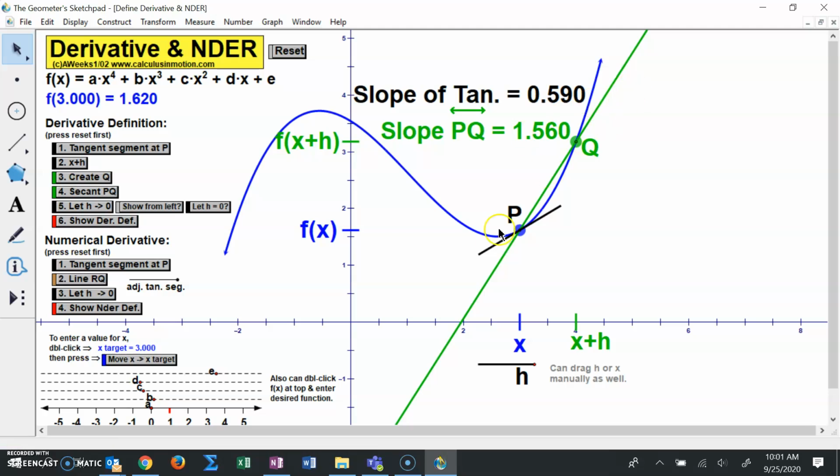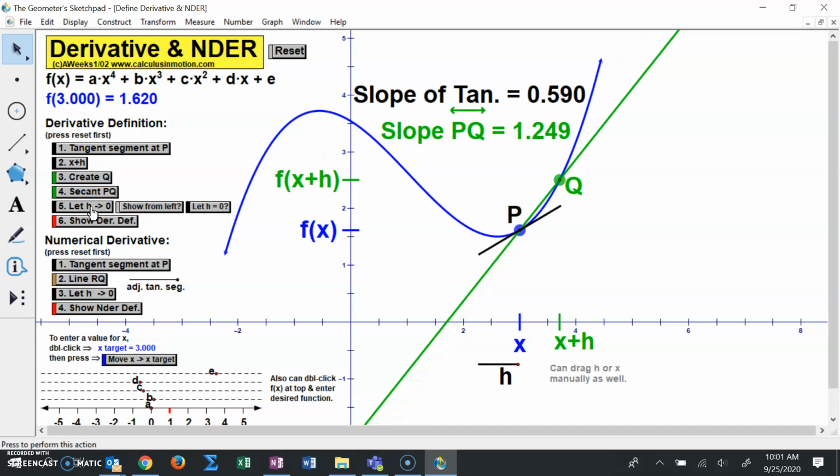Now we have a secant line, a line that goes through two points. The secant line is going to be somewhat close to the tangent line, but not exactly. But the idea is if we can get this point Q closer and closer to point P, then that secant line is going to get even closer to the tangent line. So in black here you have the slope of the tangent line, the 0.59. The slope of our secant line is 1.56. Again, not very close. But let's see what happens as h gets smaller and smaller.